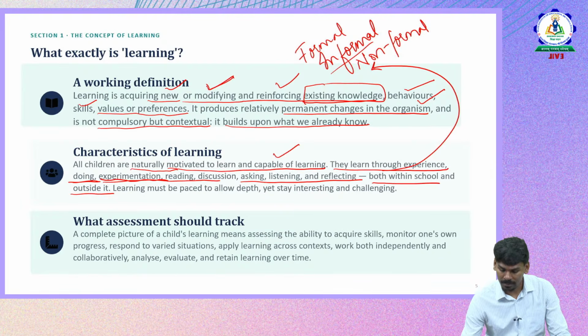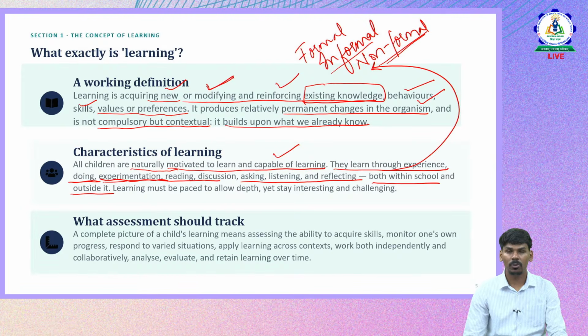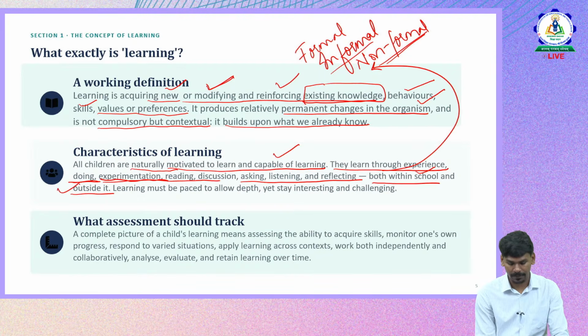And non-formal means the non-formal setups. It can be tuitions, online courses, distance courses. So this is formal, informal, and non-formal. So information or knowledge can be acquired through different sources. That is why knowledge is acquired both within school and outside of it.